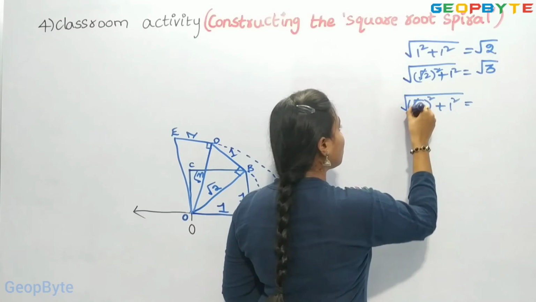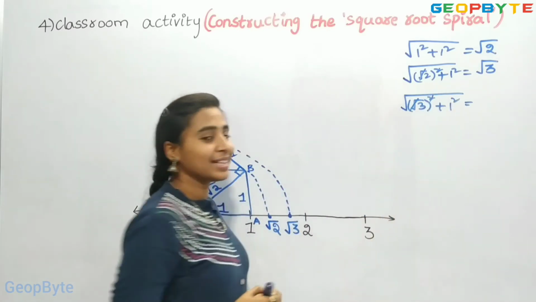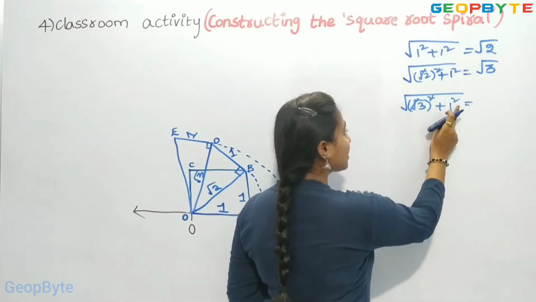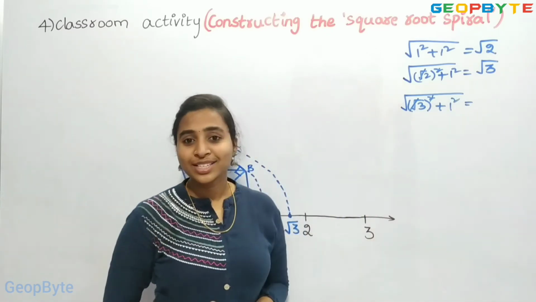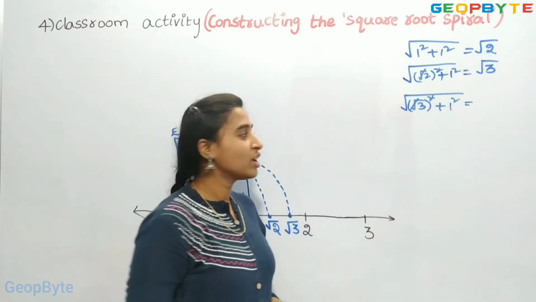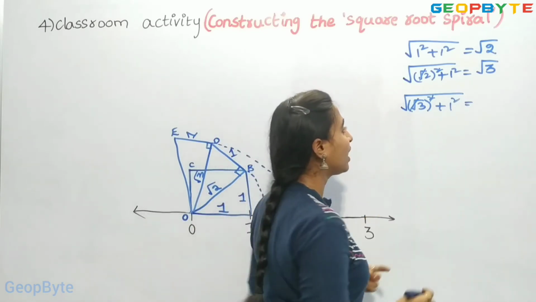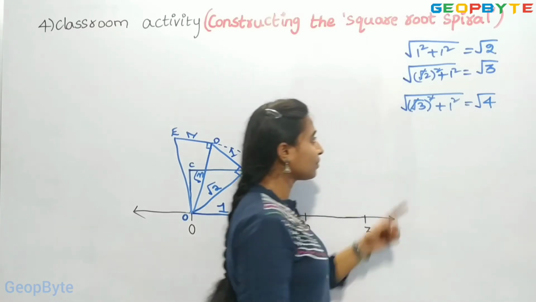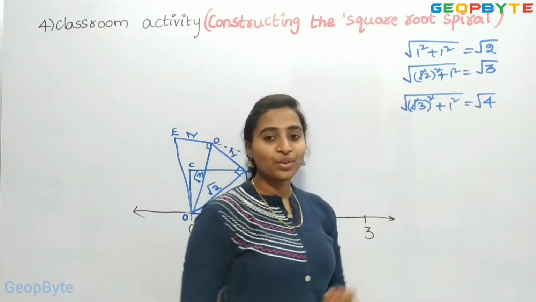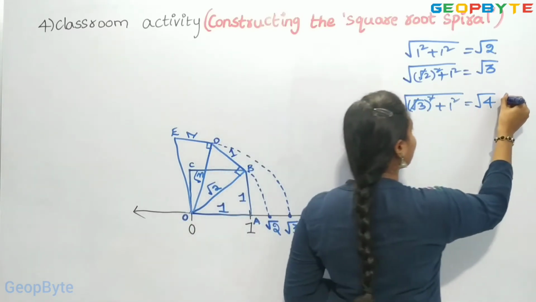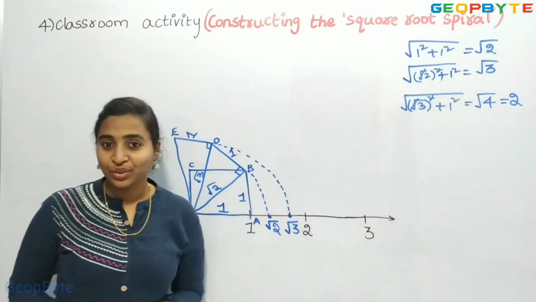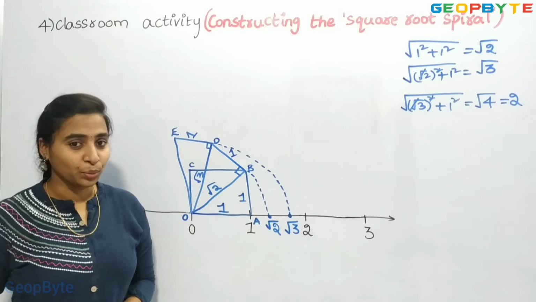So root and square gets cancelled, and 3 plus 1 square. 1 square is nothing but 1 itself. So 3 plus 1 will be root 4. Root 4 is nothing but 2.